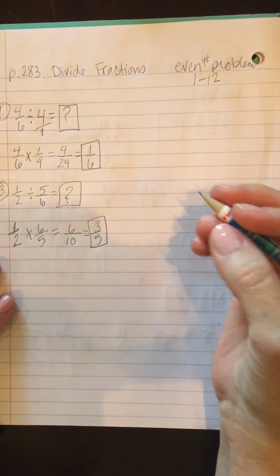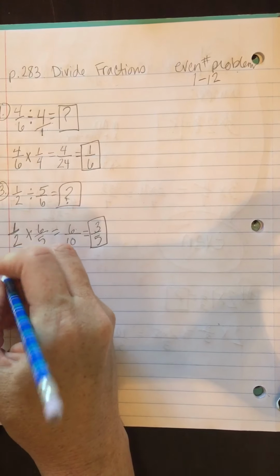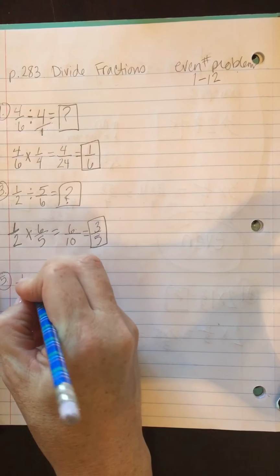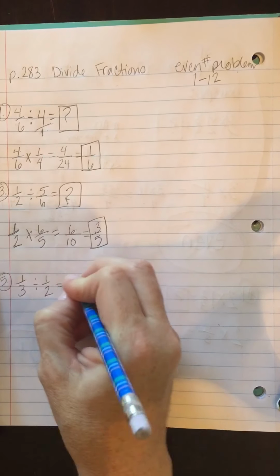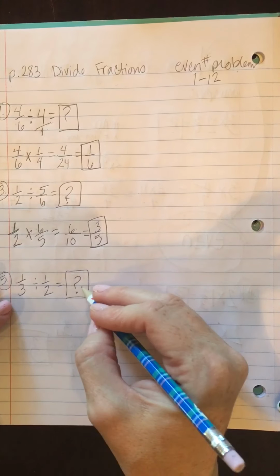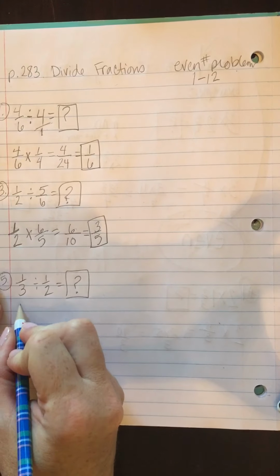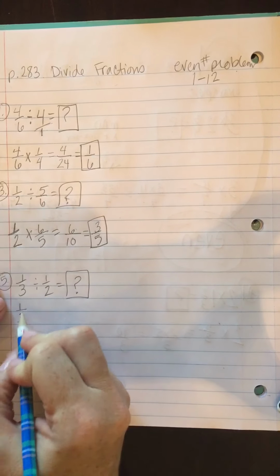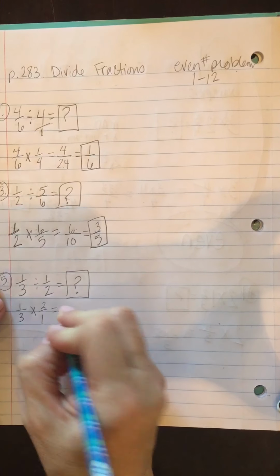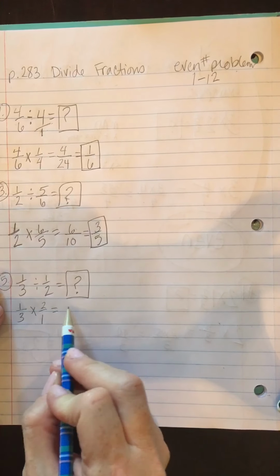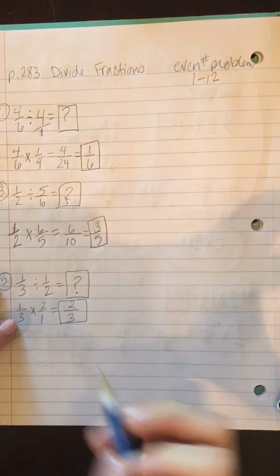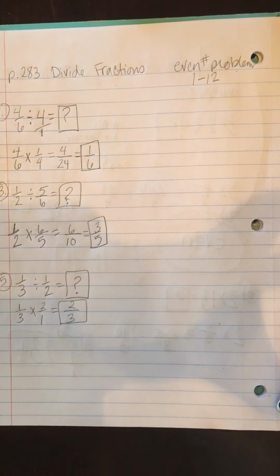Let's do number 5 as another example. Number 5, I have 1/3 divided by 1/2 equals blank. Well, to find the answer, I have to multiply times the reciprocal. 1/3, your first fraction stays the same, times, now flip it, 2 over 1. Then you multiply across. 1 times 2 is 2. 3 times 1 is 3. 3 is a prime number, so I can't reduce that any lower, and I'm good to go.